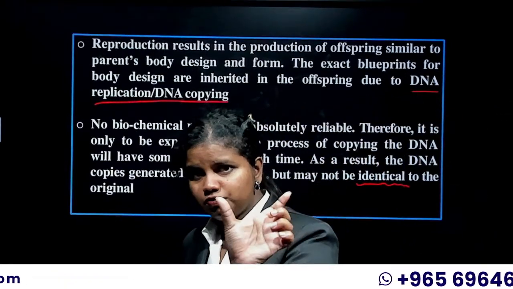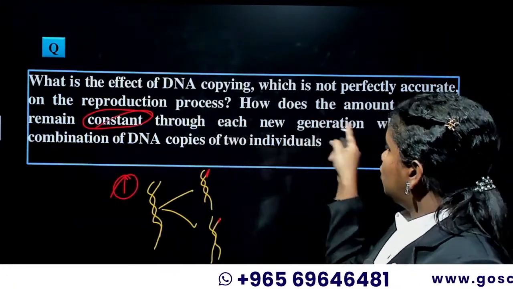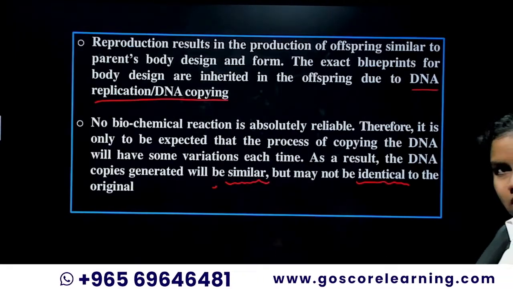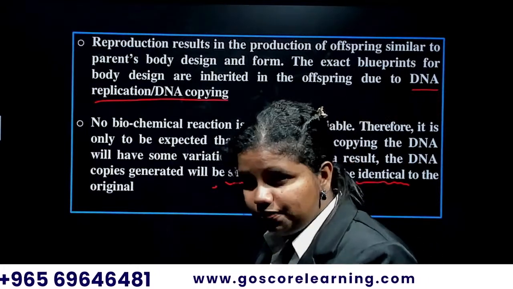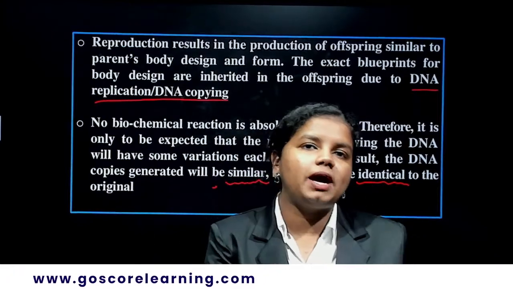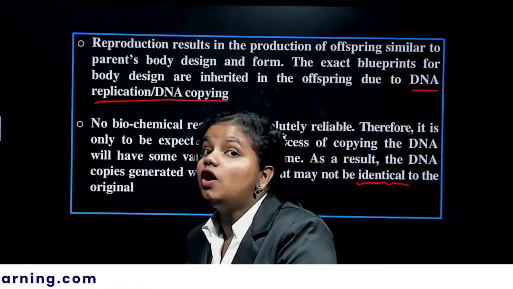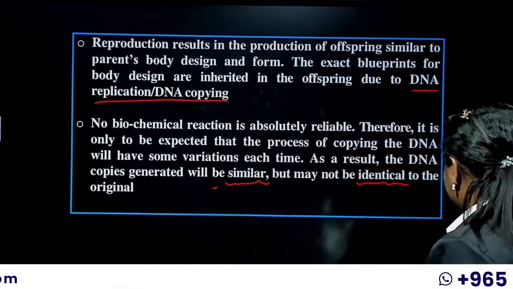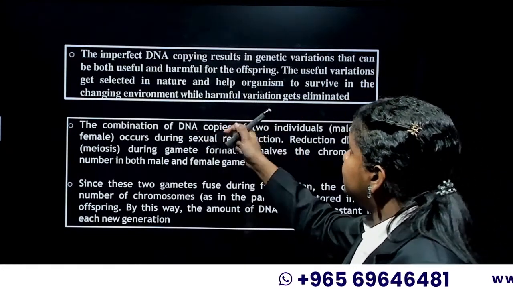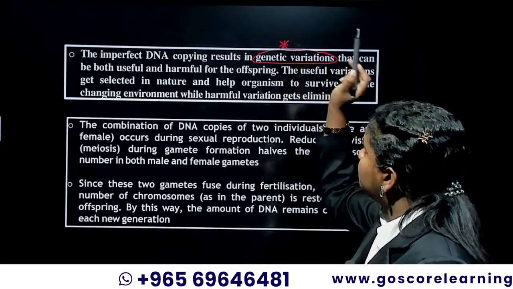So the first part of the question is asking, what happens since the DNA copying is not perfectly accurate? What is the effect? The effect is that since the DNA copying is not perfect, the DNA produced would be similar to the parental DNA, but not identical. That's it. So this imperfect DNA copying results in genetic variation. That's the point you have to talk about there.